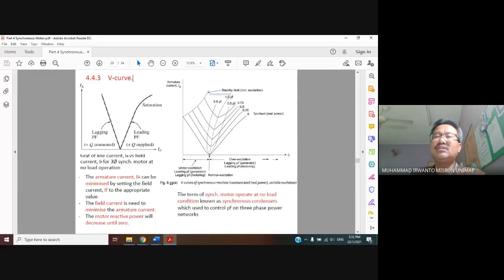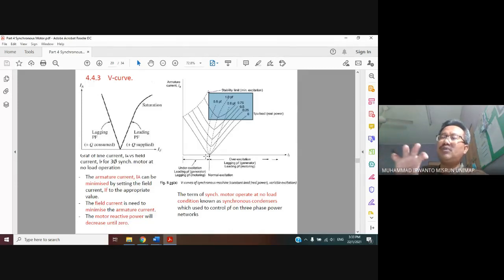Now we can see here there are many types of cos theta, many types of power factor. The dotted line in the middle is where the power factor is unity. The left side is the lagging power factor.